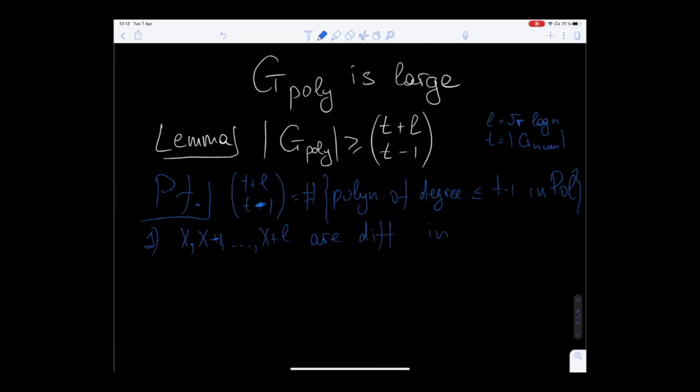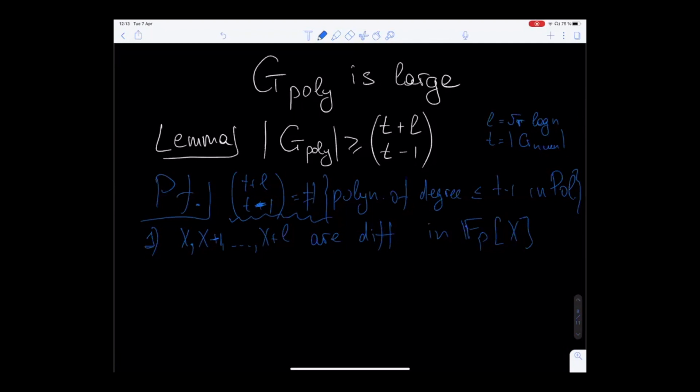in F_p[x]. This is because L is smaller than p, basically. So this is the only thing to check. L is smaller than p, thus all of them are different, and actually we get roughly that many polynomials of degree at most t minus 1 in Pol, even once we take modulo p.